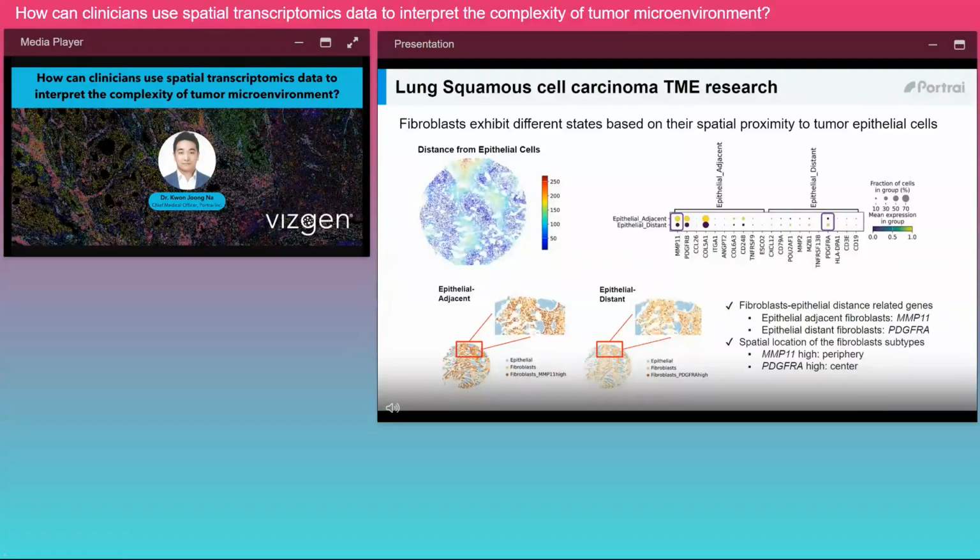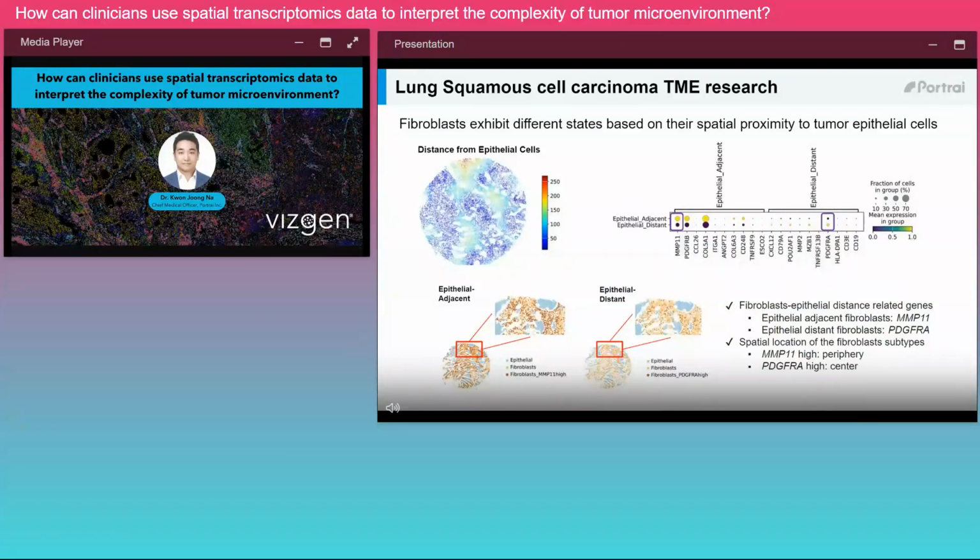Our research also demonstrates that fibroblasts exhibit different states based on their spatial proximity to tumor epithelial cells in lung squamous cell carcinoma. The heat map on the left illustrates the distance of fibroblasts from epithelial cells, with warmer colors indicating closer proximity. We identified two distinct states of fibroblasts, epithelial adjacent and epithelial distant. The dot plot on the right shows the expression of genes associated with these fibroblast states.